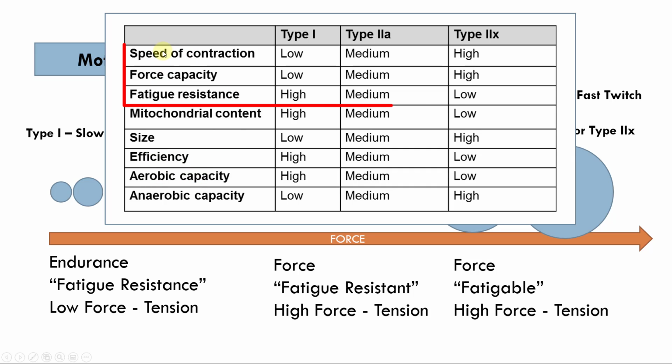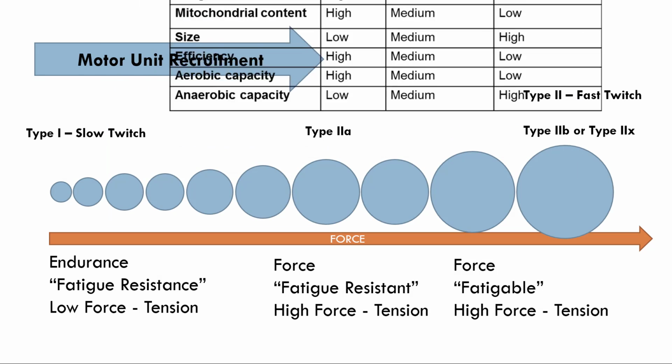What I want you to focus on is really the force versus the fatigue resistance. You can see that type 1 are low force capacity but high fatigue resistance. Type 2B or type 2X are high force capacity but low fatigue resistance, and then type 2A are just a happy medium between the two. So that's your spectrum that exists between these fibers.